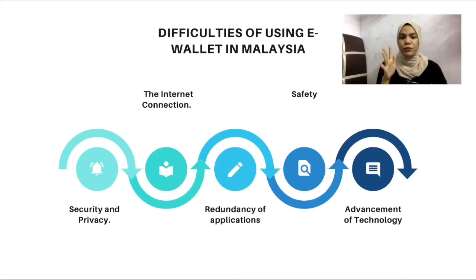Then we move to the redundancy of applications. Not every shop will accept the same e-wallet application, so you have to have a lot of applications to satisfy your needs. If you still want to pay using an e-wallet, you have to have every e-wallet's application, and you have to top up every application, so your money is basically everywhere. So I think those are the difficulties of using e-wallets. I hope they synchronize everything so you can use one e-wallet application to pay at all shops.